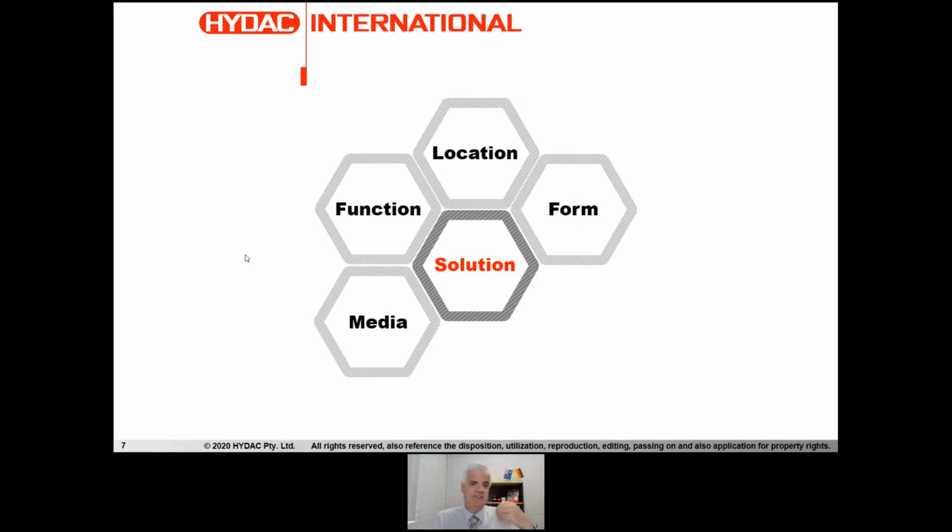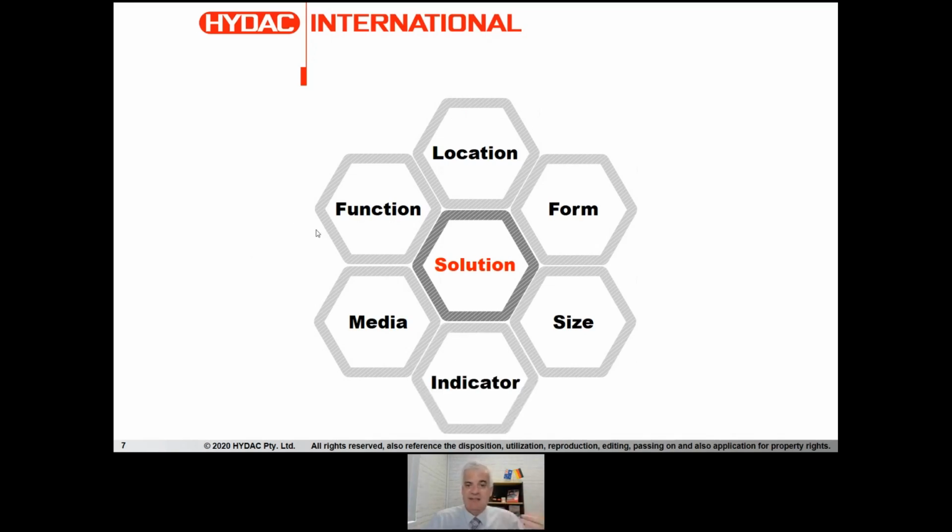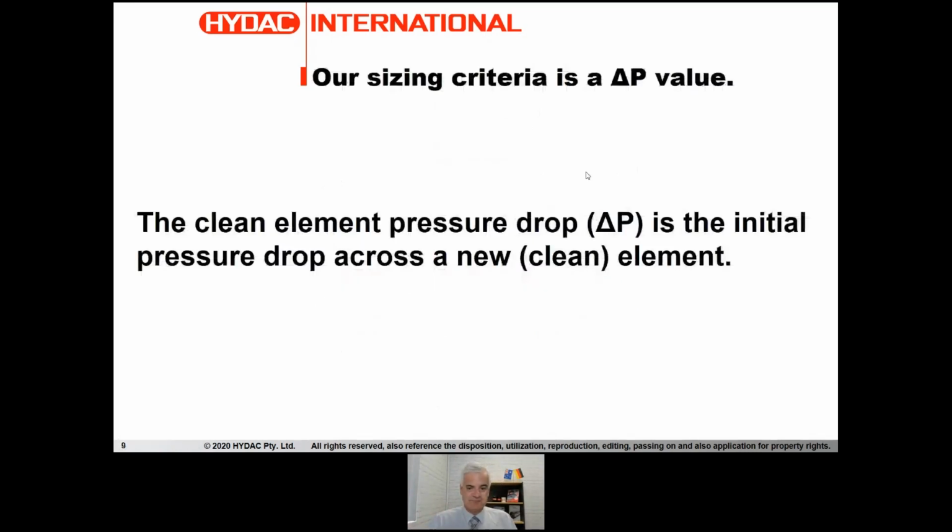The media is the type of filtration rating that we have in the element. The size of the filter is related to the media, and the indicator is really the last thing we choose to supplement that selection. So again, today we're looking at the size and how we come up with the correct solution for the size of the filter.